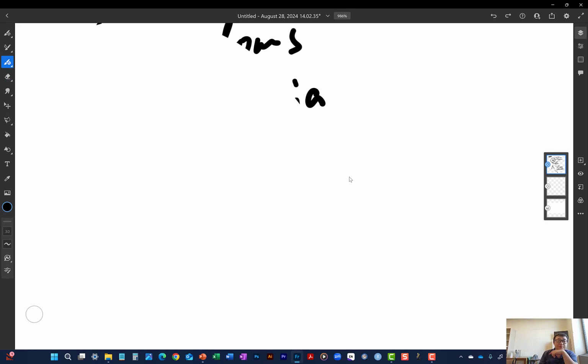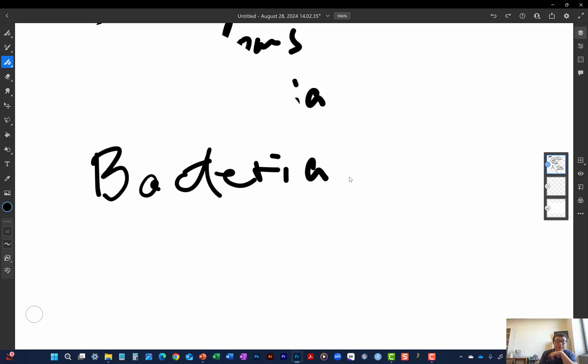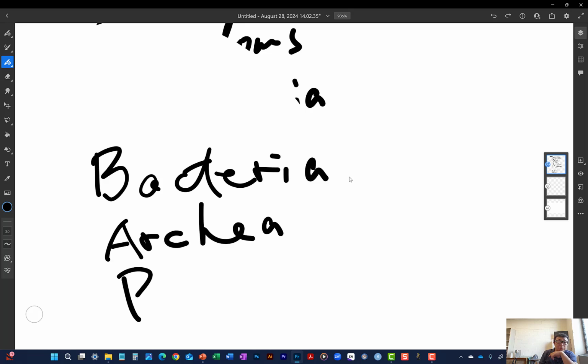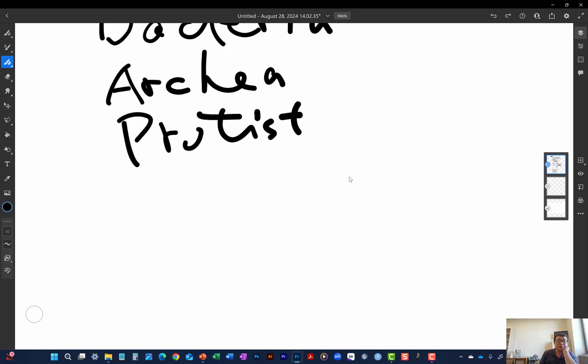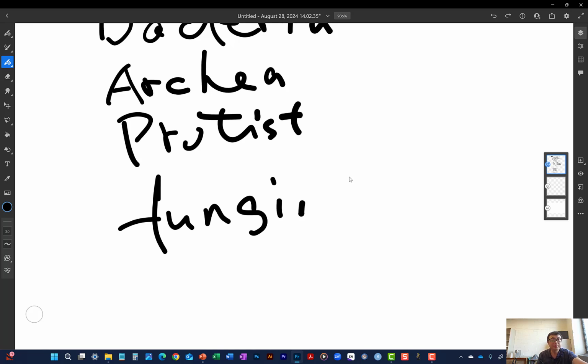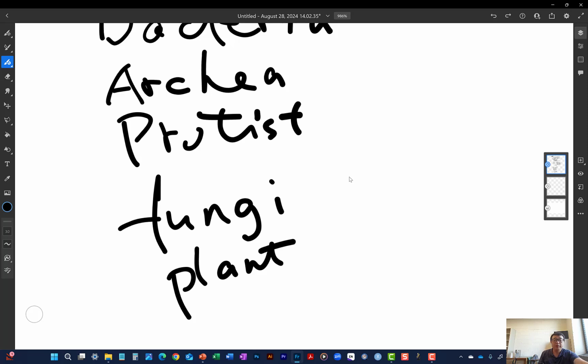The six kingdoms: bacteria, archaea, protists. I guess you don't know what protists and archaea are, but it's fine. It's not the focus this semester. Fungi, plants, and animals.